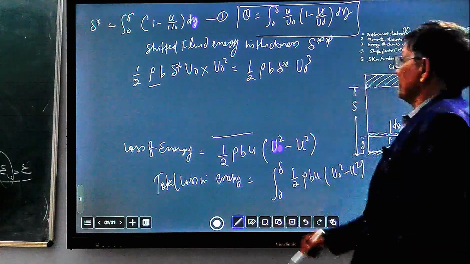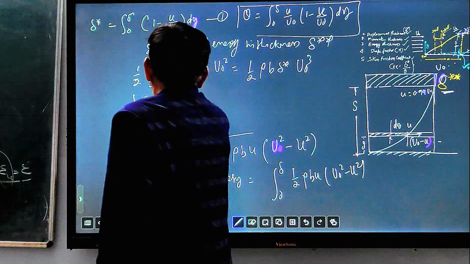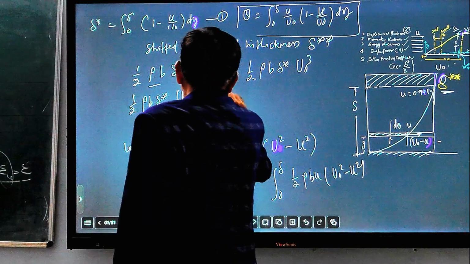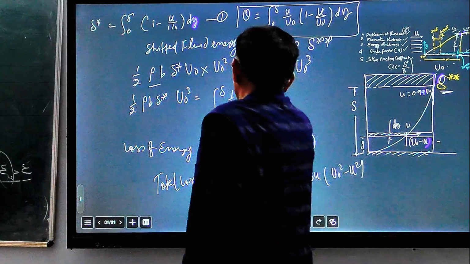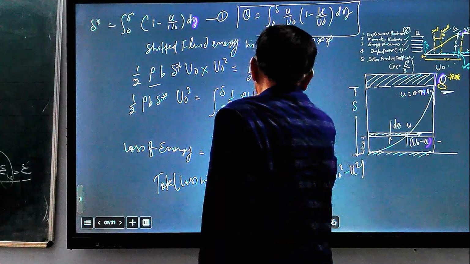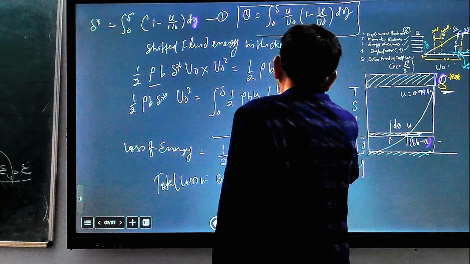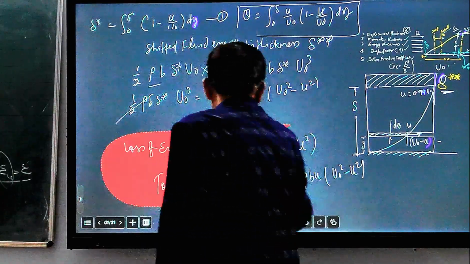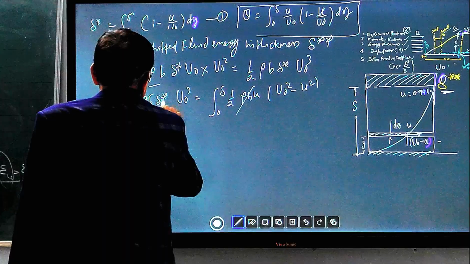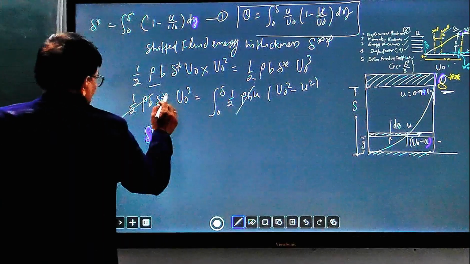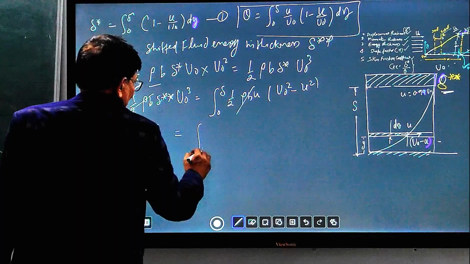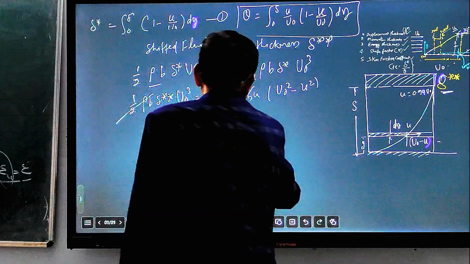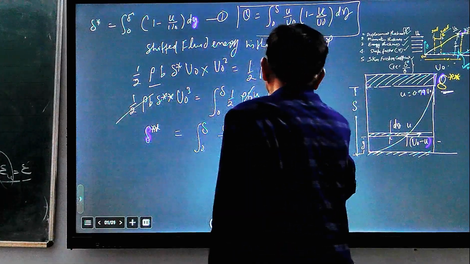So equating both, 1 by 2 rho b delta star u naught cube is equal to integral 0 to delta of 1 by 2 rho b u times (u naught square minus u square). So again replacing constants here, and we now equate. So delta double star is equal to integral 0 to delta of u upon u naught cube times (u naught square minus u square).